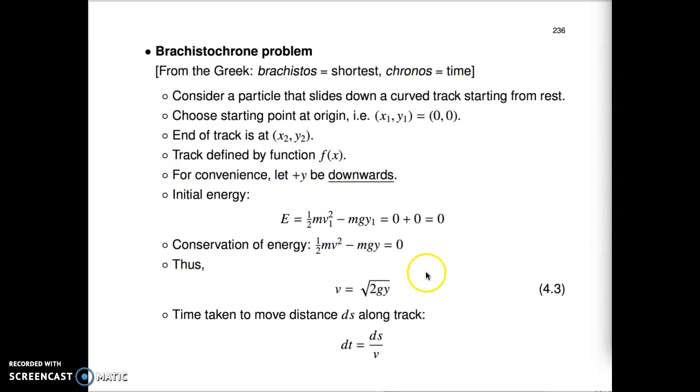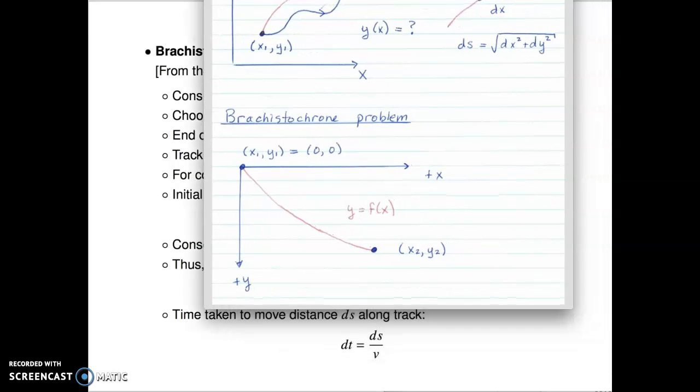Here's a second one. It's called the brachistochrone problem. And this is a word that comes from two words in Greek: shortest time. Okay, so what kind of problem are we considering here? Okay, let me go back to this figure. So forget about the top part, just look at the bottom part. Let's say I have an x, y axis coordinate system. For convenience, I put the y-axis pointing downwards.